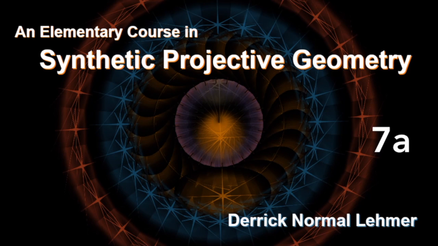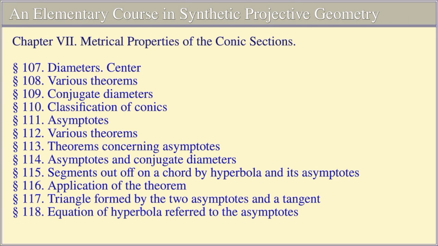An Elementary Course in Synthetic Projective Geometry by Derek Norman Lehmer. Chapter 7, Metrical Properties of the Conic Sections.